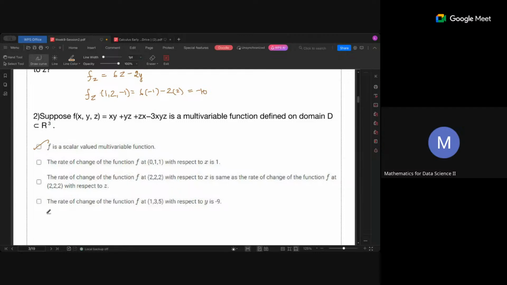So first of all, what is fx? Tell me from this expression. y plus z minus 3yz. Yeah. So now what is fx at 0 comma 1 comma 1? Minus 1. So 1 plus 1 minus 3, right? Which is minus 1. So here it is given as 1. So this option is incorrect. What about the third option?